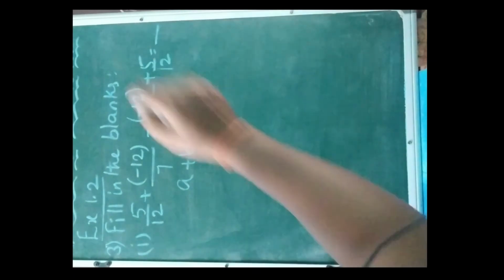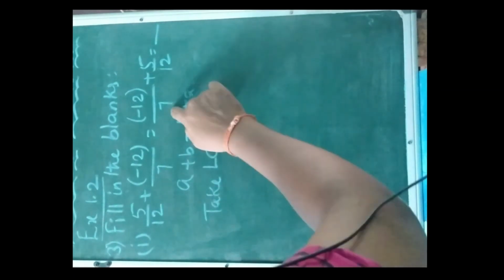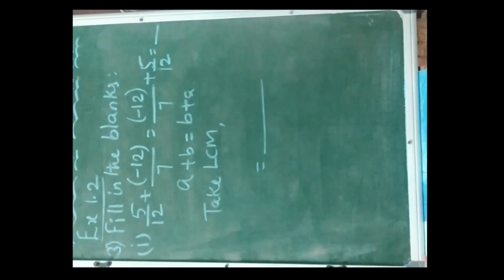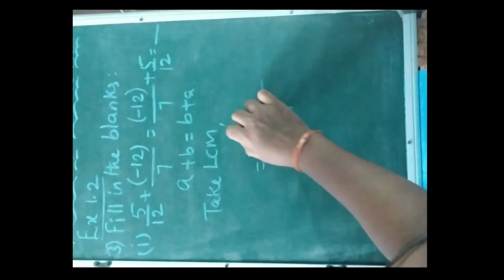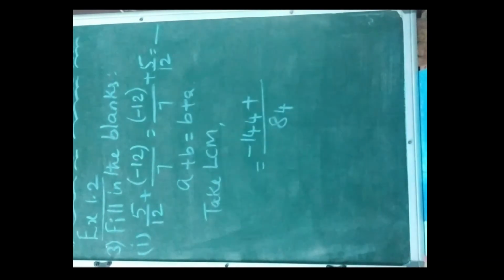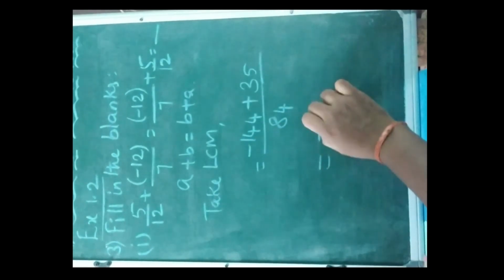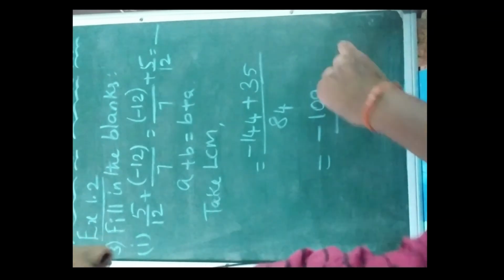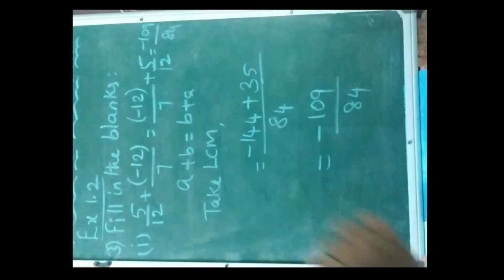They have asked for the answer to it. So how will you find the answer? First, take the LCM. If you take the LCM, what is 7 into 12, my children? Yes, it is 84. Now 12 into 12 is 144, plus 7 into 5 is 35. So now subtract and put the bigger number's sign. Write the denominator as it is. If you subtract 144 minus 35, you will get 109. So the answer here becomes minus 109 by 84.